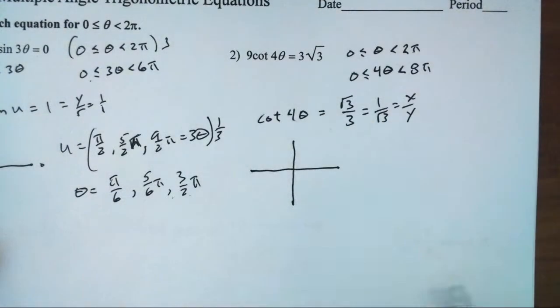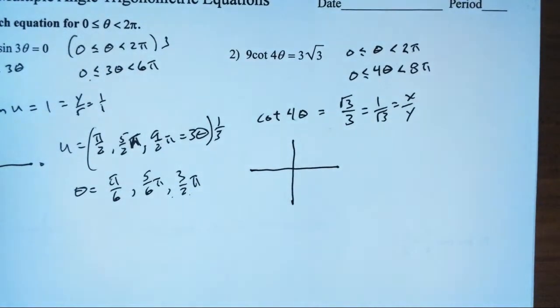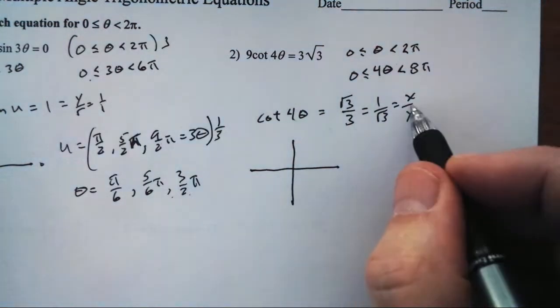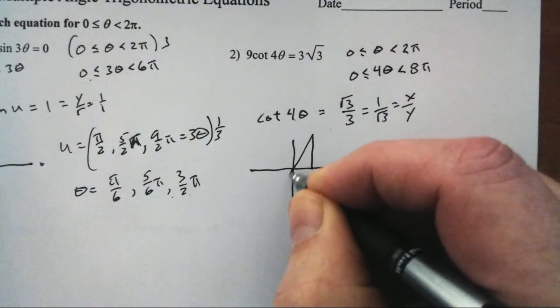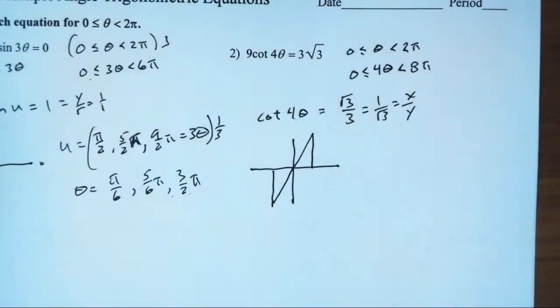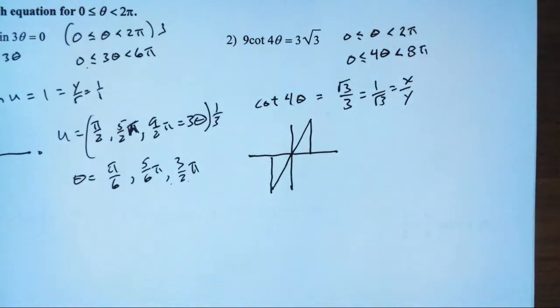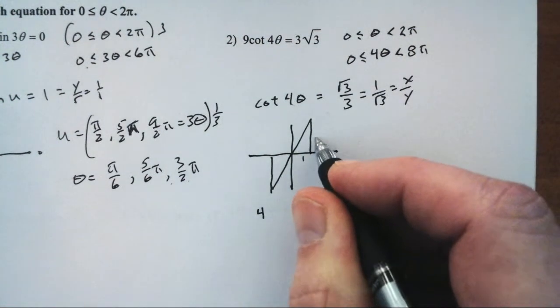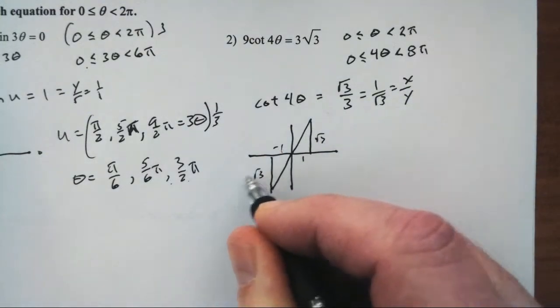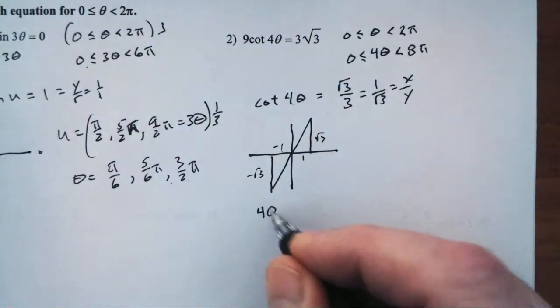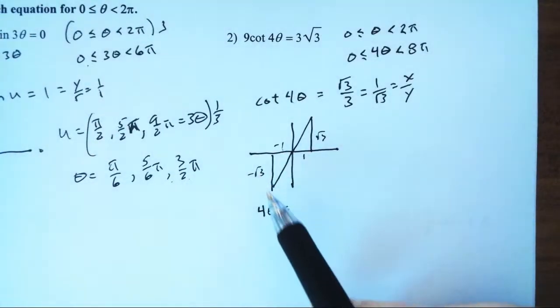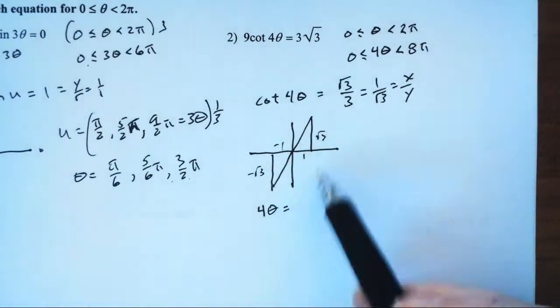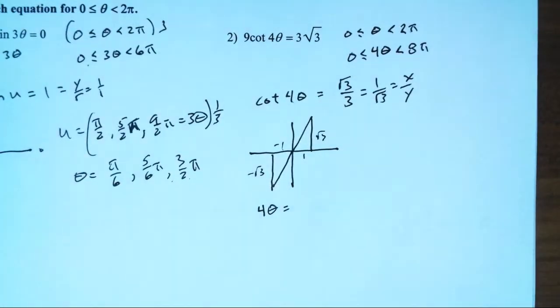In what quadrants are tangent and cotangent positive? 1 and 3. So I want short x, tall y. So once again, we're working with 60-degree reference angles. 1 and square root of 3, negative 1 and square root of 3, negative. Okay, so 4 theta equals, is it clear we need to go around 4 times and pick up all of those answers? How many solutions are we going to have? 8 solutions, right? We're going to pick up 2 each time.